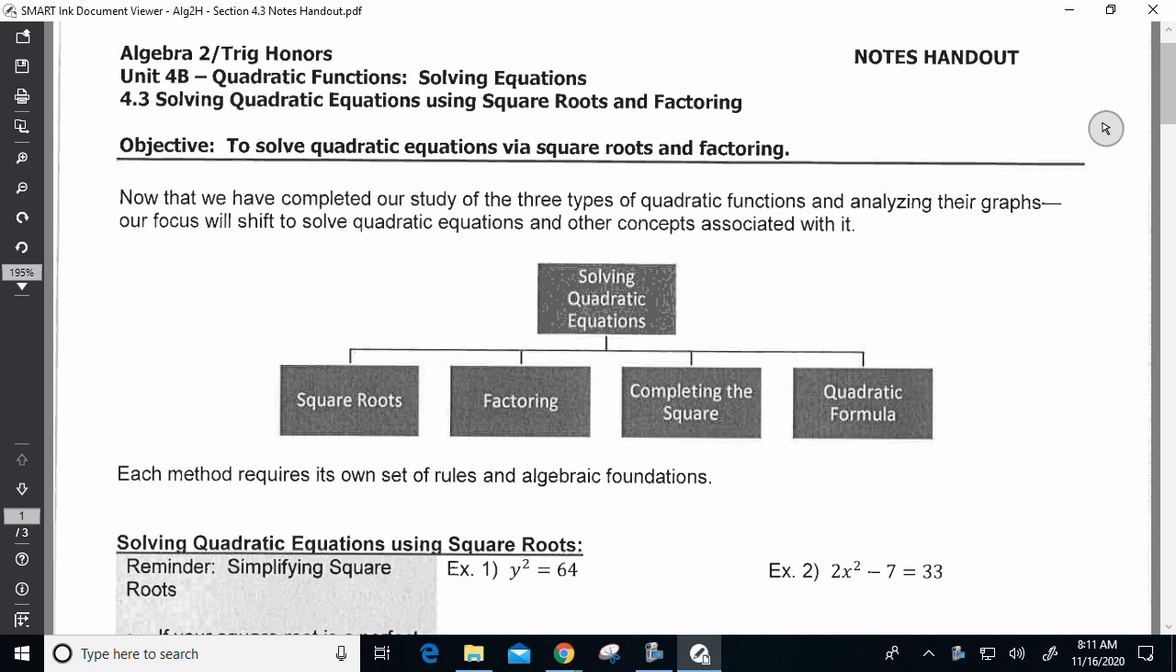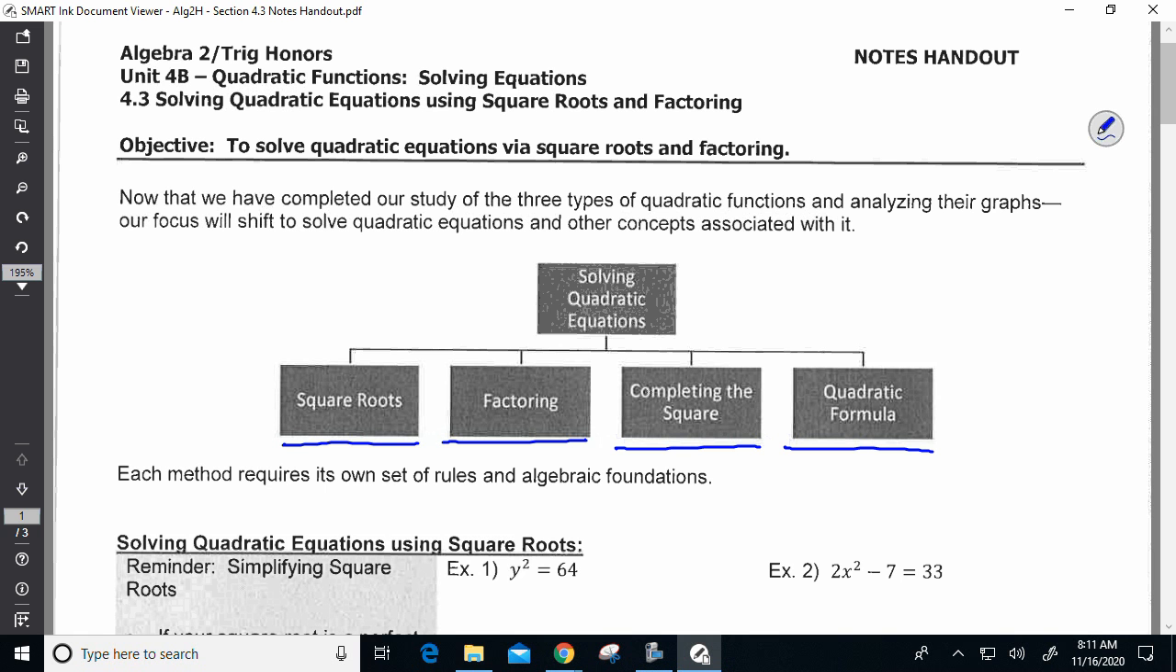Now we're going to shift gears and look at solving a quadratic equation, which there are four ways to solve a quadratic equation: square roots, factoring, completing the square, quadratic formula. Those are the four main ways to solve a quadratic equation. Now, the setup of the problem is going to dictate in many ways how you solve it, but any of these four ways can be used.